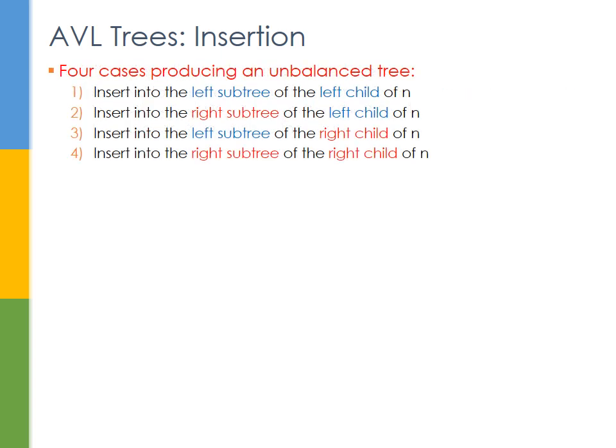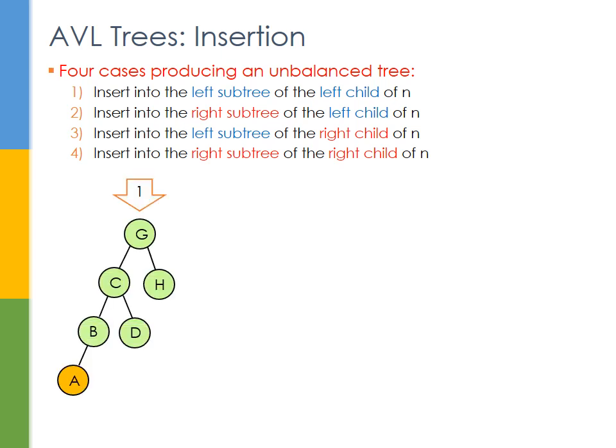Let's now analyze the different situations in which an insertion into an AVL tree can unbalance the tree. So it turns out we have 4 such cases. This is the first case where we are inserting node A into our AVL tree. So as we've previously mentioned, we need to update the balance factors from the newly inserted node all the way up to the root. So we will update the balance factors for nodes B, C, and G.